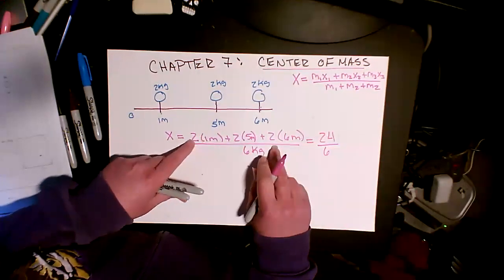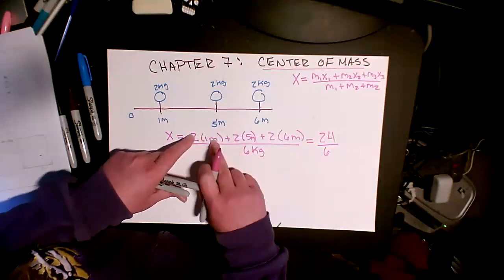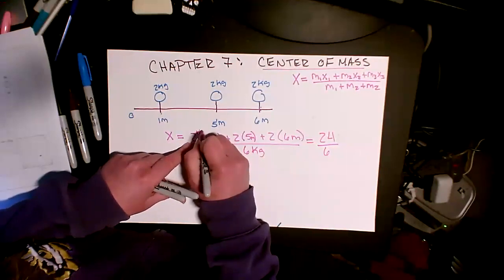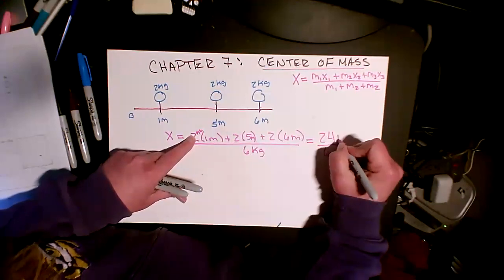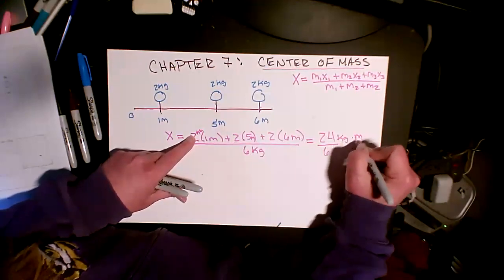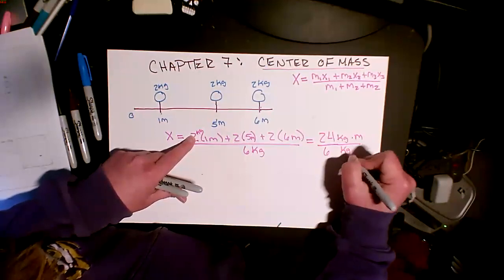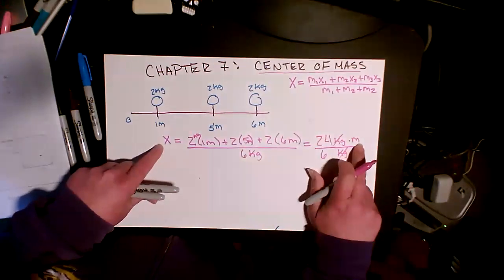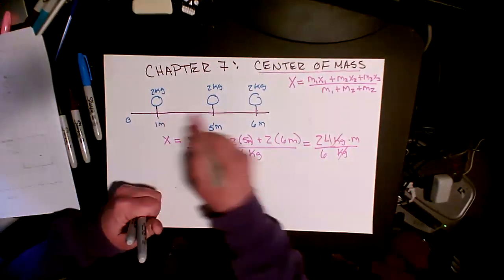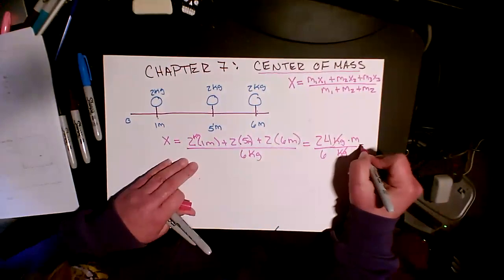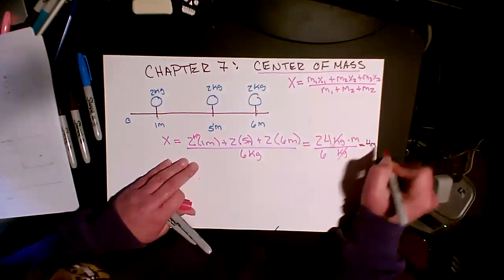So what units do I have? I have kilograms times meters. Let's go ahead and write that in for each of these masses. So this would be 24 kilograms times meters divided by kilograms. So this x is indeed just a position. So what does this tell me? This tells me that the center of mass for this system is going to be at 4 meters.